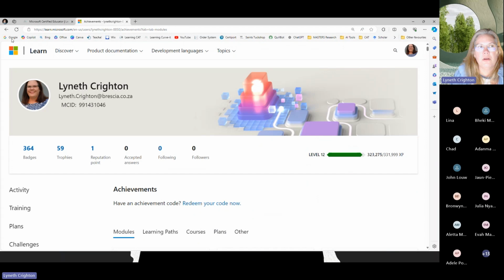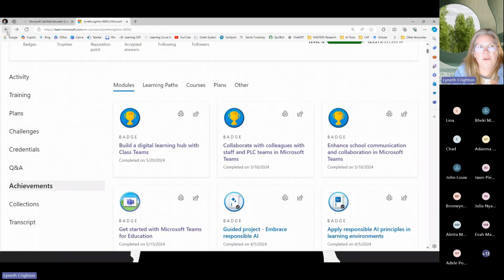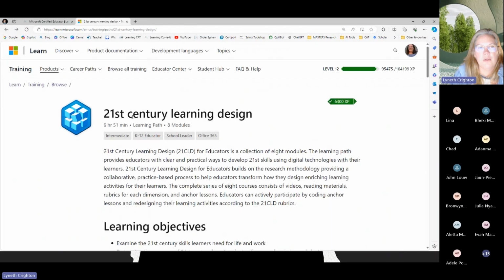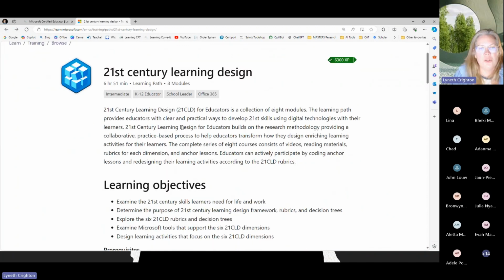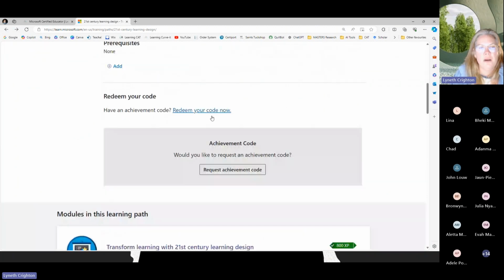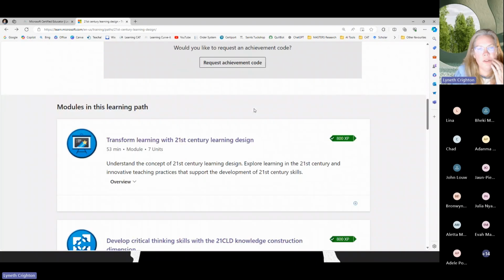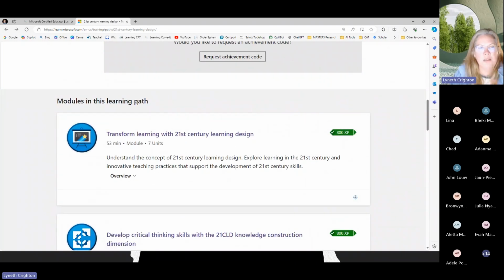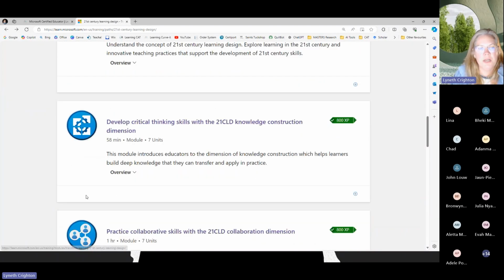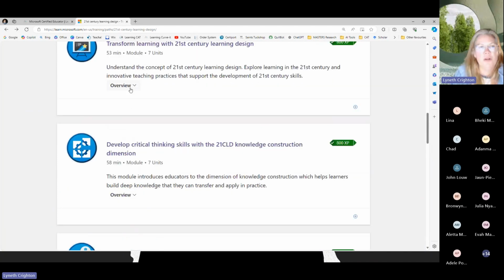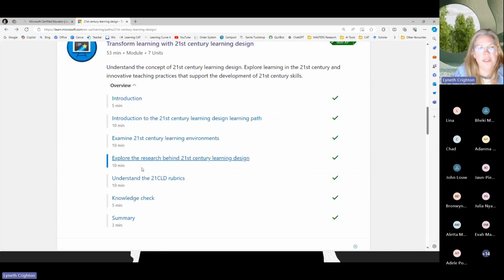So if you go back to the actual course, for those who haven't been on Learn before, if you scroll down to the bottom, it has the modules. As you can see, each one has its own badge. If you click overview, you can see the headings.